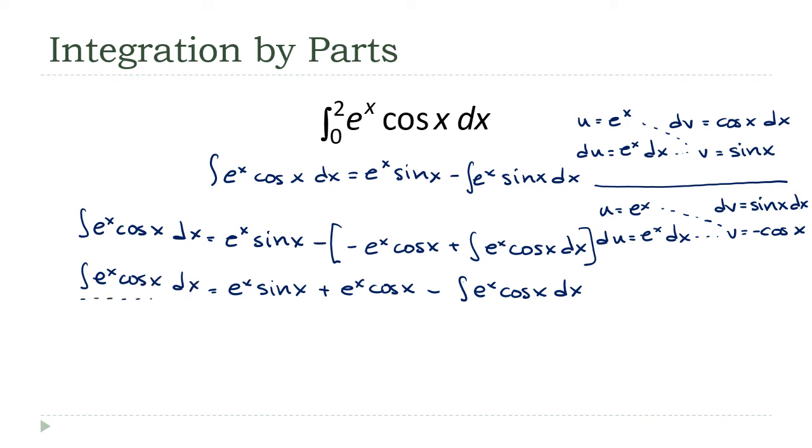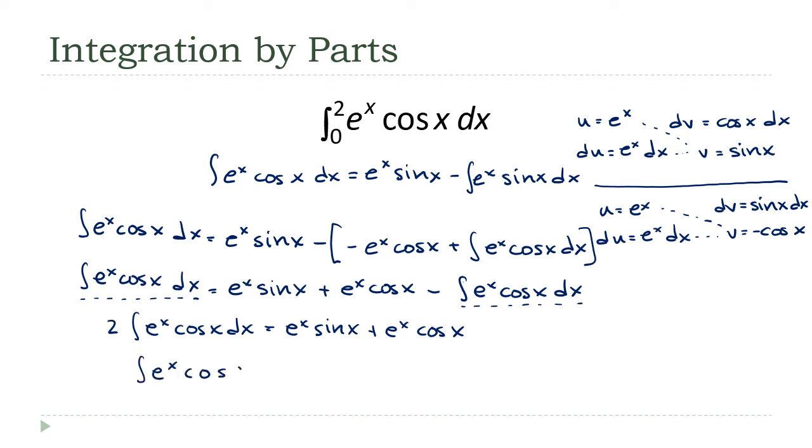Now notice that I have this here on both sides. All right, so what I'm going to do is I'm going to add it to both sides. And this is going to become 2 times the integral of e to the x cosine of x dx equals e to the x sine of x plus e to the x cosine of x. And now if I divide by 2, I have my integral. The integral of e to the x cosine of x is 1/2 times e to the x sine of x plus e to the x cosine of x, and I'm done. Well, I'm not done. I've got to do the 0 to 2 part.